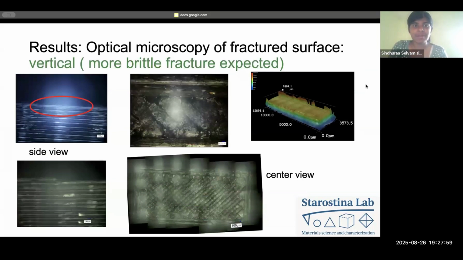Here are results for our optical microscopy of the fractured surfaces. Because the vertical sample is more brittle, as you can see on the side view here, on the leftmost side, this fracture is very smooth. There's not a lot of roughness. Meanwhile, here is our center view. That is a top-down image of the entire fracture. And on the rightmost side, you can see our 3D reconstruction of the fracture. From the 3D reconstruction, we're able to obtain line roughness values. Next slide.